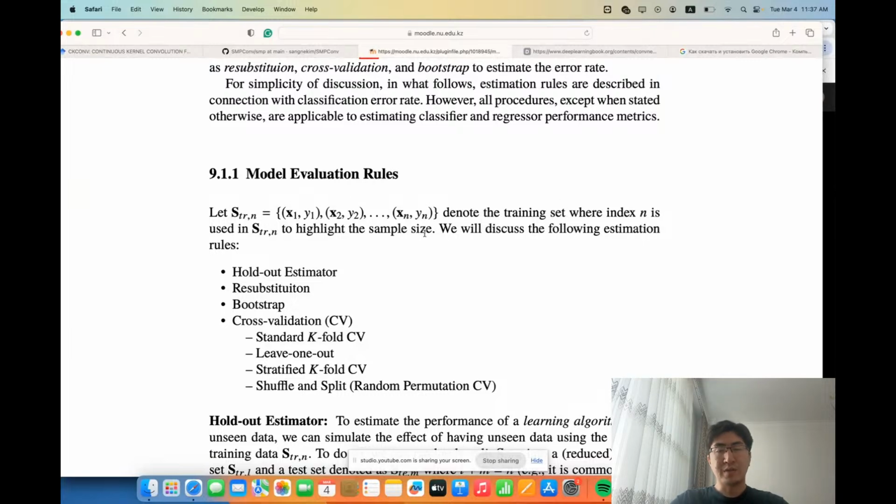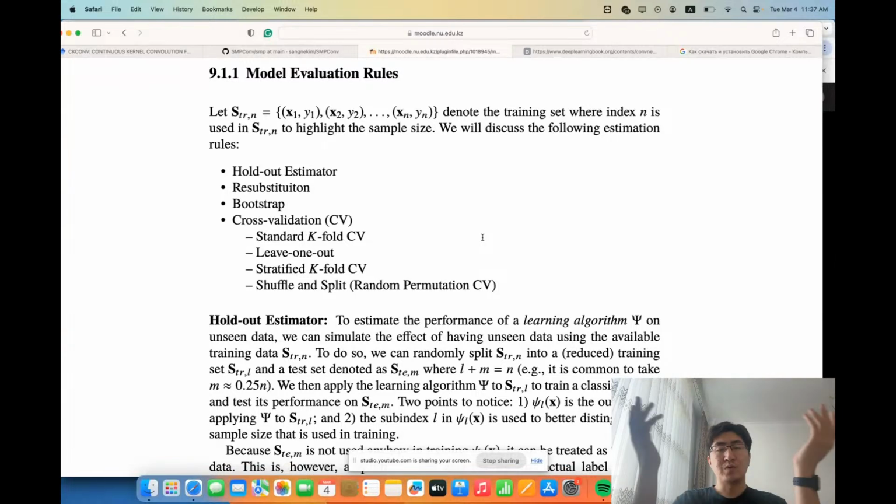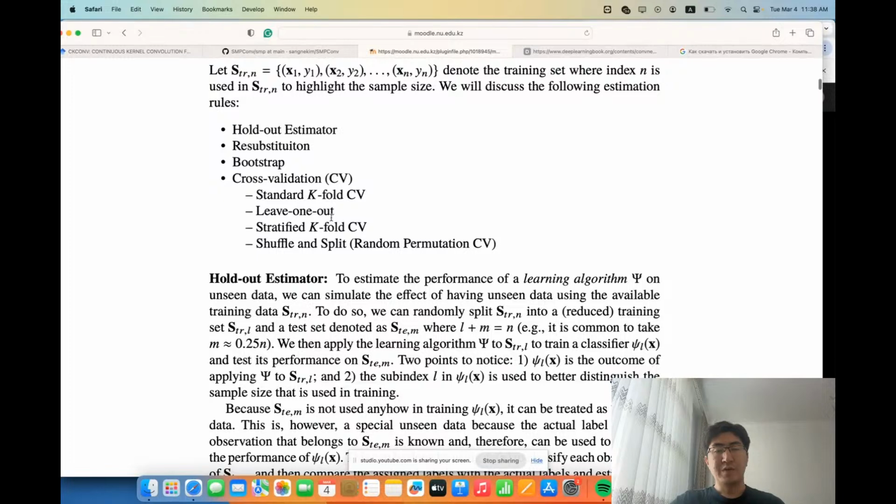So to highlight the sample size, we will discuss the following estimation rules: the holdout estimator, resubstitution, bootstrap, simple cross-validation, standard k-fold cross-validation, leave-one-out, stratified, and the shuffle-and-split random permutation cross-validation.